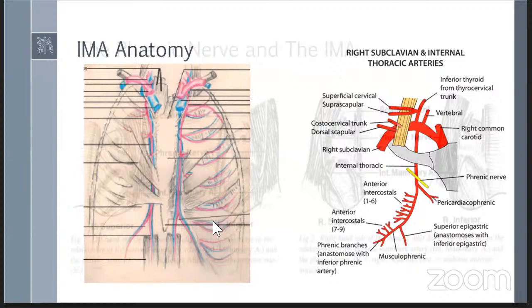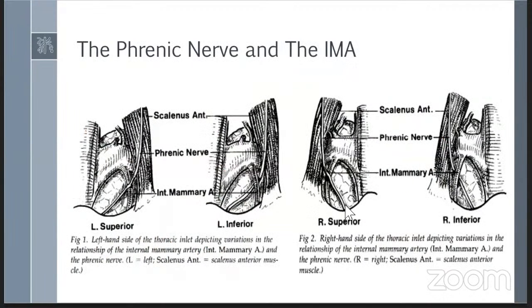In this slide, you can see the relationship of the phrenic nerve with the internal mammary artery, either the right or the left. Most commonly it goes superior to the internal mammary artery, but sometimes it can go inferior. When we say superior, it is in relation to you as a surgeon. You see it above or below the artery. But in relation to the patient, it's either anterior or posterior. Superior equates to anterior and inferior equates to posterior.